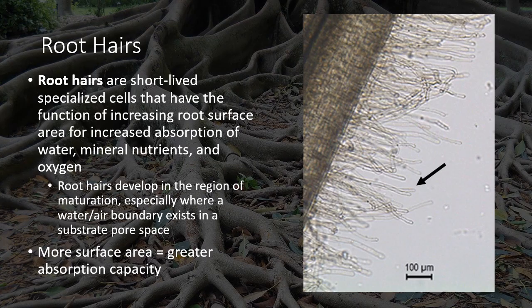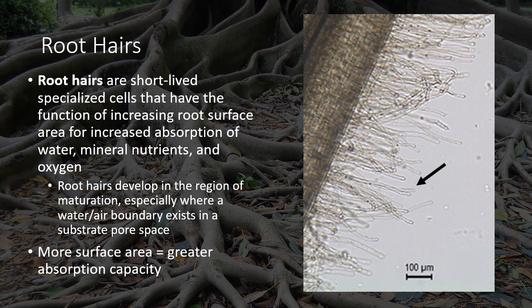Root hairs particularly like to develop where a water-air boundary exists in the pore spaces of a substrate. So if you think about a potting mix or a soil, it's not all solid. A good potting media or a good soil is about 50% solid material. It's about 25% water and about 25% oxygen. There are spaces between the particles, and when there is a mix of both airspace and water in the pore space in the substrate, that's where the root hairs like to develop.